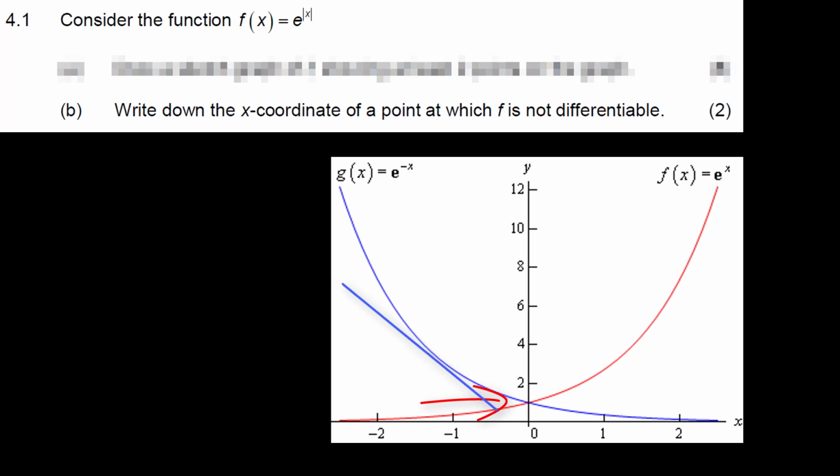This is because the limit of the derivative as x tends to 0 increasing from the negative side is negative, and the derivative as x tends to 0 decreasing from the positive side is positive. The two derivatives are not equal, so the function is not differentiable at x equals 0.